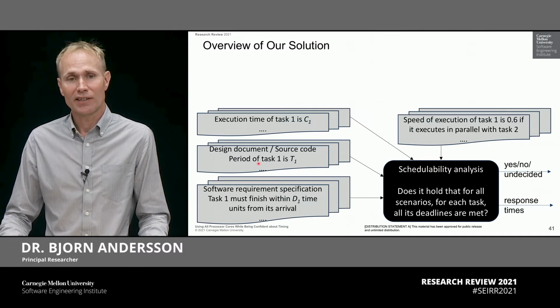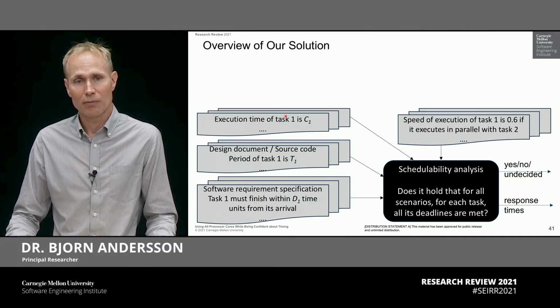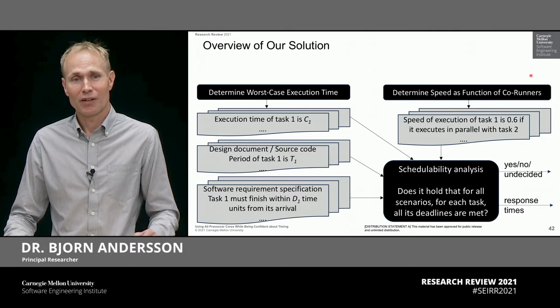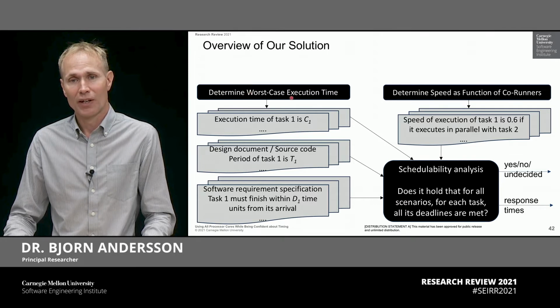We can ask, where do we get these? This we already get from documents. This we get from documents. Where do we get this from? And where do we get this from? Well, we have tools to do this also. So we have a tool that determines the worst case execution time of a program. And we also have a tool that determines the speed as a function of co-runner.